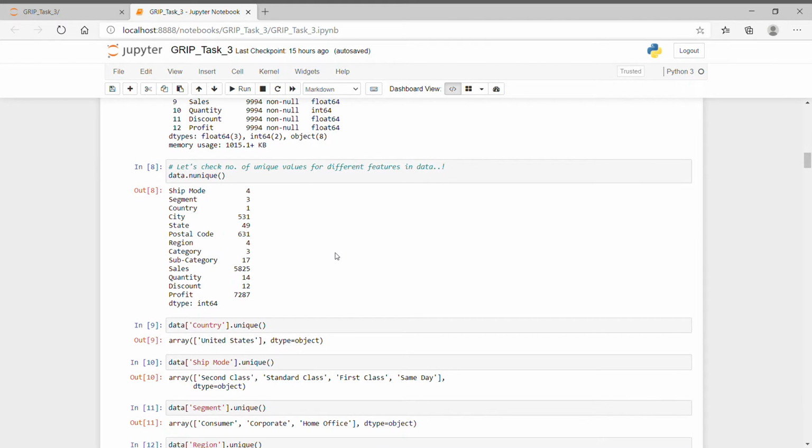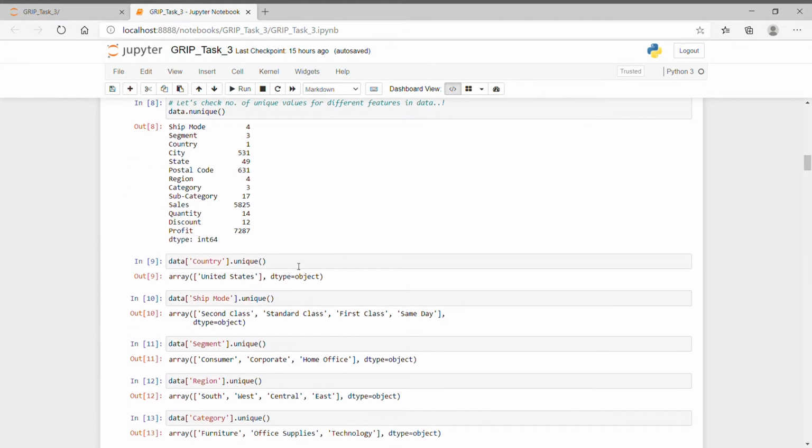Let's check the unique values. As we can see, the ship mode has 4 unique values, the segment has 3 unique values, and the country has only 1 unique value. That means the whole data belongs to a single country. Let's print the unique value of country. That country is United States.